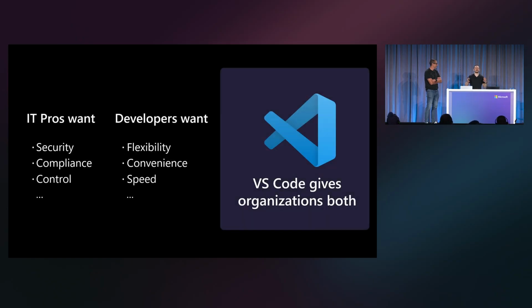So what did we want? We wanted different things all at the same time. As an IT pro, Sev wanted the security. He wanted the organization and the developers to be secure, he wanted them to be compliant, and he wanted to have great control over what they were doing with their development environments.